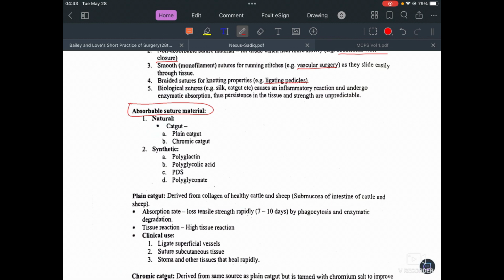One natural and synthetic. In the natural, there is catgut, plain catgut, and when it is submerged in the chromic, then it is chromic catgut. And synthetic is all P. Even proline, absorbable here. This is absorbable, but not proline. Polyglycolic acid, PDS, and polyglyconate.